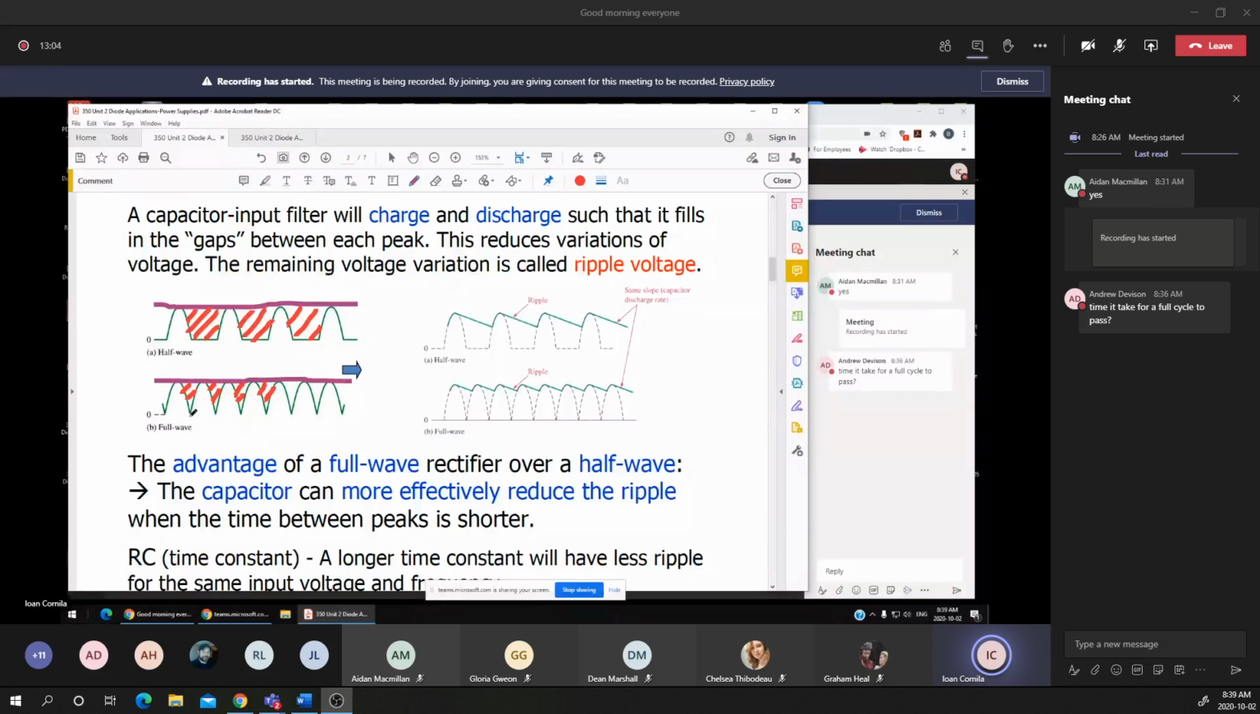For a full-wave rectifier, because the frequency is double the frequency of the input voltage, the gap between two pulses, where the voltage is pulsating from 0 to VP, is much smaller than the gap between the two pulses for a half-wave rectifier. The question is how we can fill this gap.